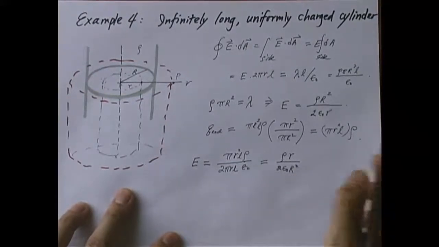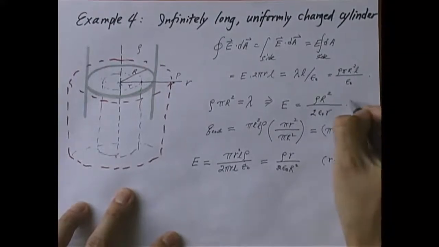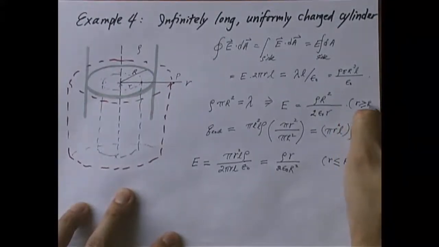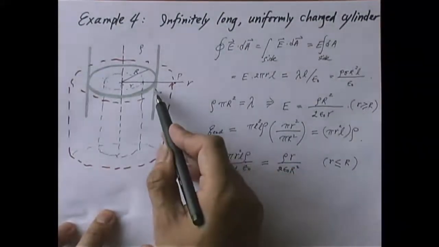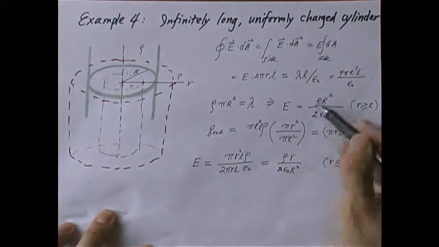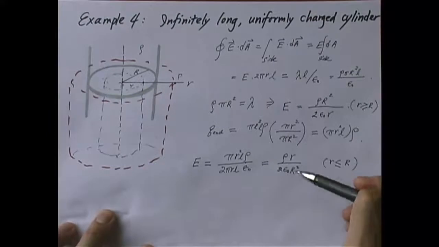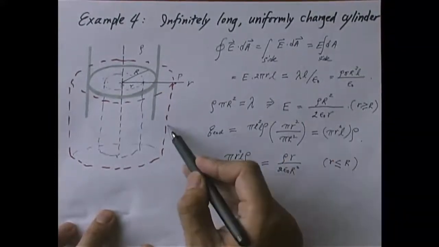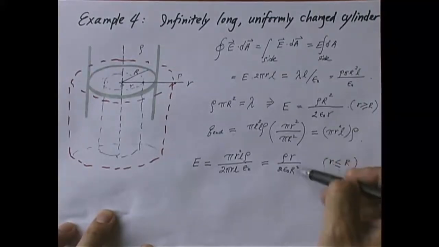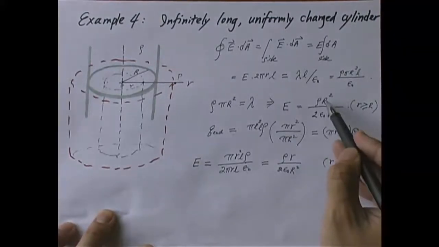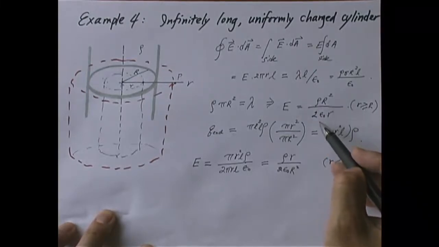squared. This is for r less or equal to big R, and that one is for r greater or equal to big R. And you'll notice what happens right on the surface of the cylinder. These two expressions, as expected, will give you the same exact result. So there is no discontinuity expected on the surface for the electric field. You can see here, when big R equals small r, these two expressions will give the same result. Both will be equal to rho times big R over 2 epsilon naught.